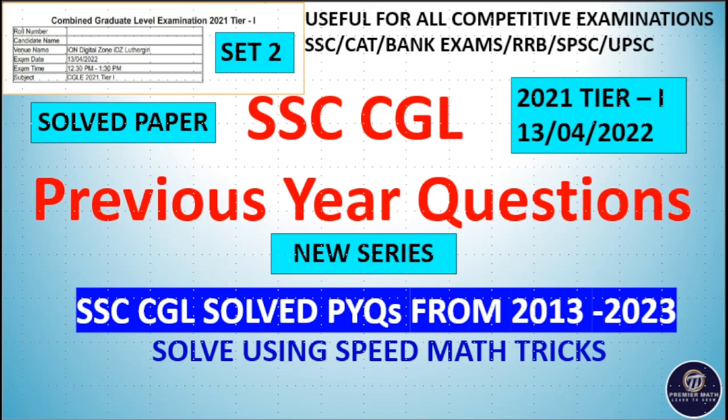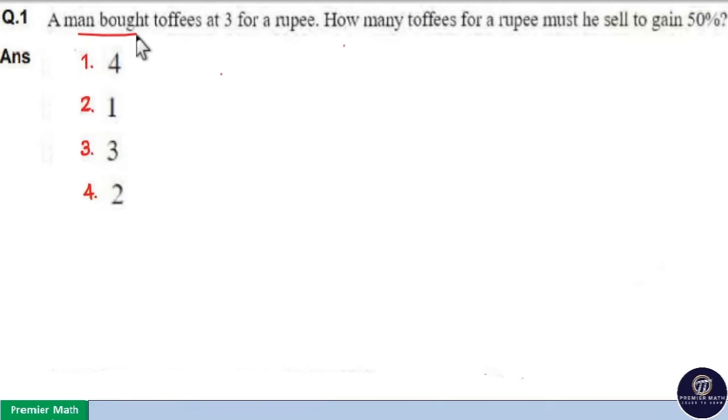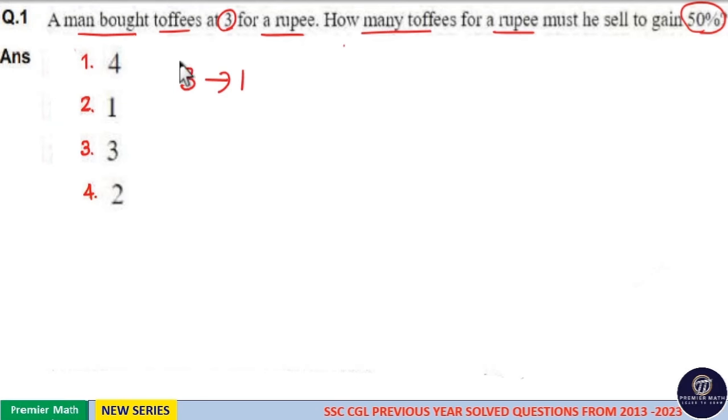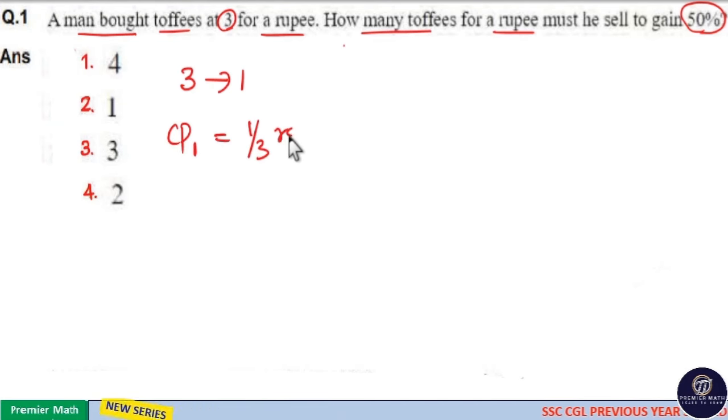Our first question is, a man bought toffees at 3 for a rupee. How many toffees for a rupee must he sell to gain 50%? Here this man bought 3 toffees at 1 rupee, which means cost price of 3 toffees is equal to 1 rupee. Then cost price of 1 toffee is equal to 1 by 3 rupees. Now we need to get 50% profit by selling some toffees at a rupee.